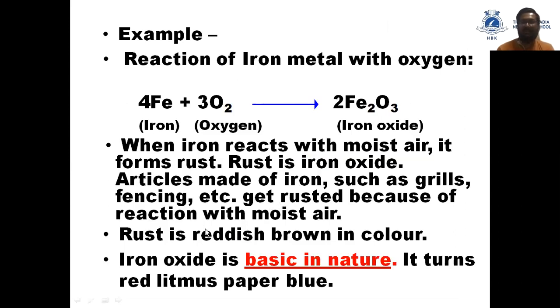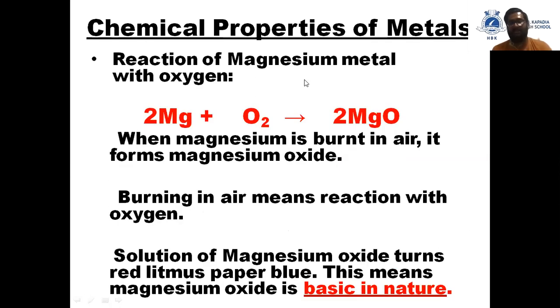Rust is reddish brown in color, and this iron oxide is also basic in nature because it turns red litmus paper into blue. The second example is the reaction of magnesium metal with oxygen. When magnesium is burnt in air, it forms magnesium oxide. Burning in air means reaction with oxygen.